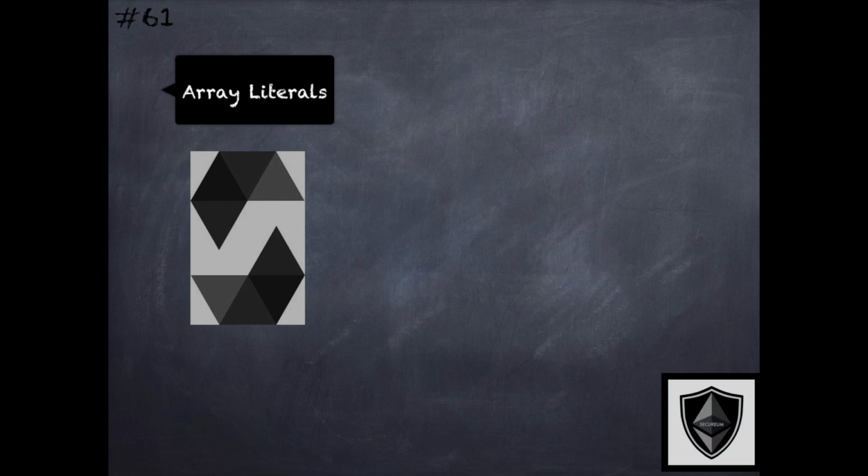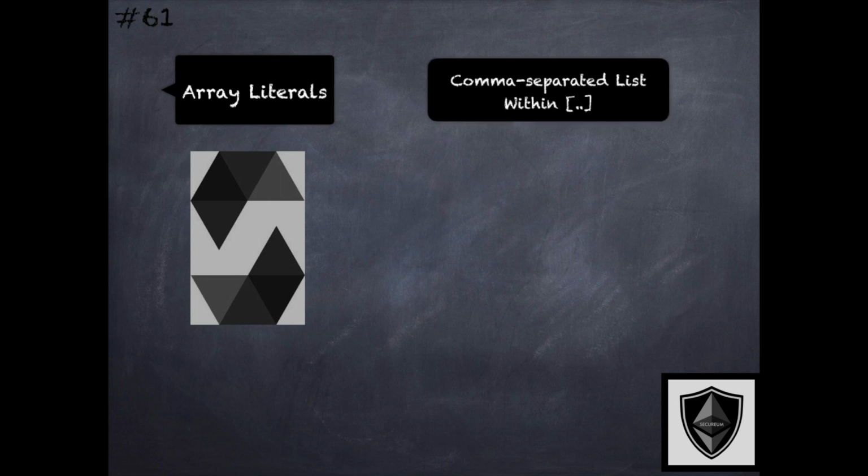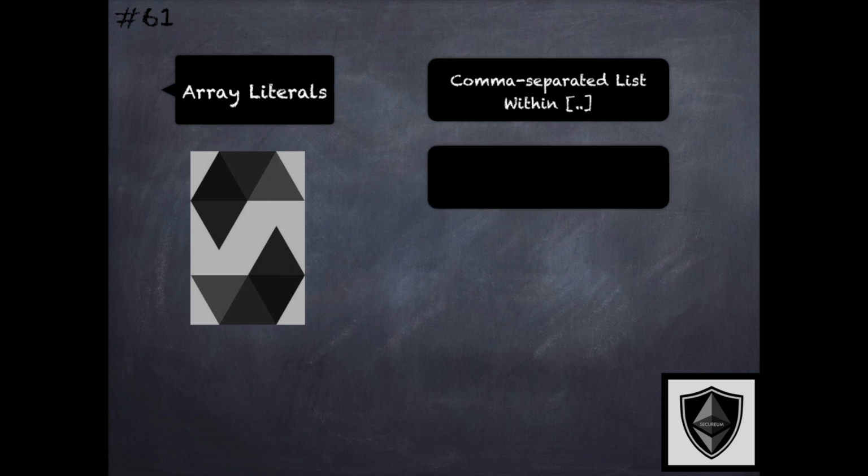Array literals. Array literals are another type that is supported by Solidity. They are a comma-separated list of one or more expressions enclosed in square brackets, which is really how arrays are represented in Solidity. These are always statically sized memory arrays whose length is the number of expressions used within them.